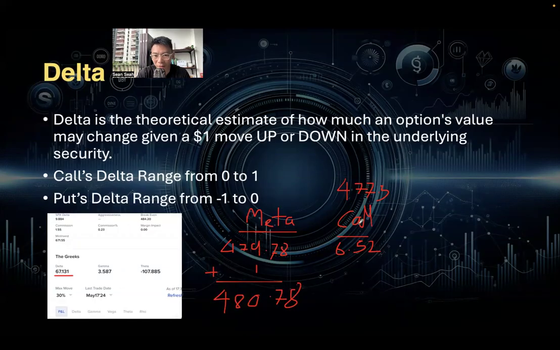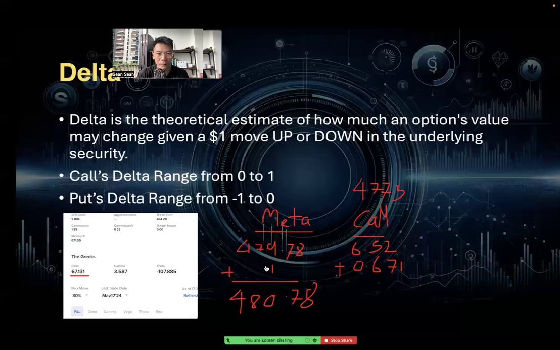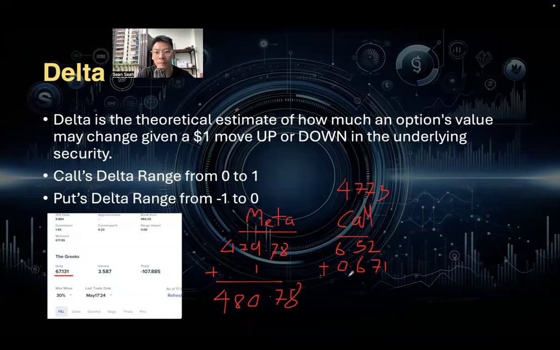the idea is that the call option premium will increase by 0.671. This is the theory, or this is the definition of delta. When the stock price increases by a full $1, the option premium will increase by the delta amount. So in this case, we can see that it is 6.52, so it becomes $7.19 if it increased by $1. So this is the idea of delta.